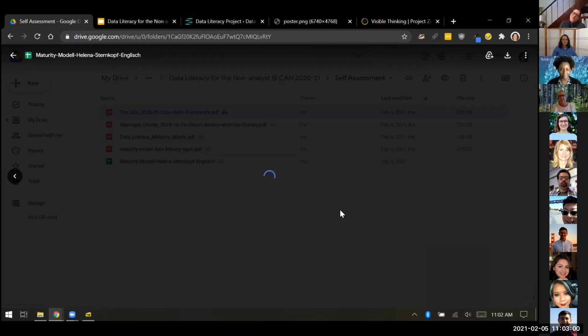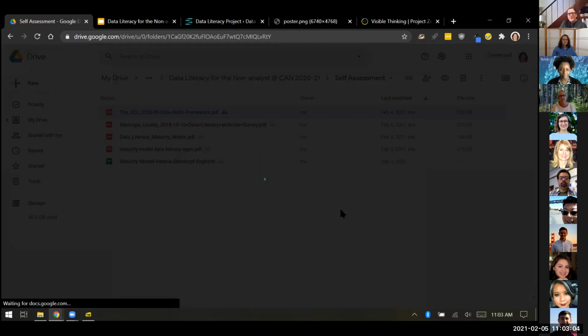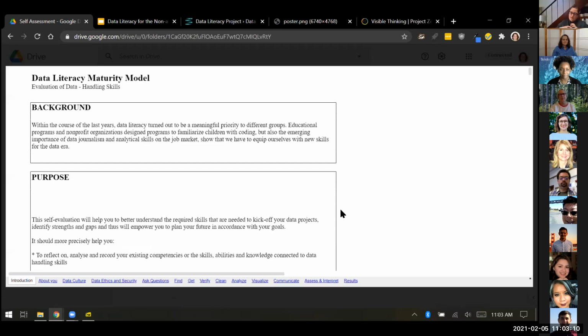Also, there's a lot of stuff geared towards university librarians, which I found interesting, trying to convince them that they're the right folks to teach information literacy and data literacy as a subset.